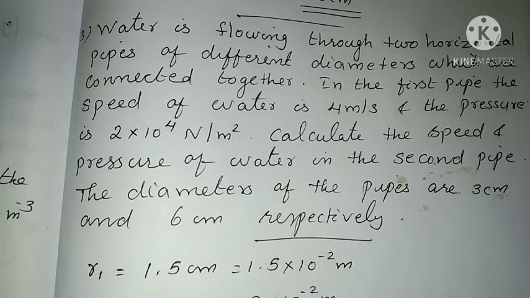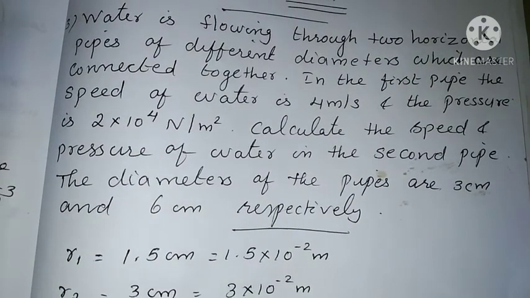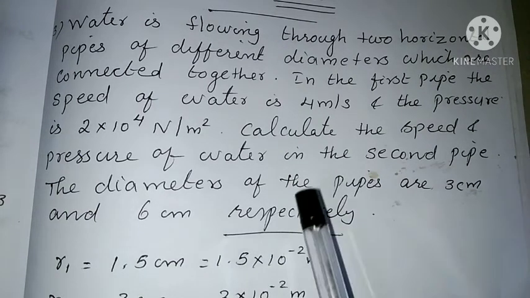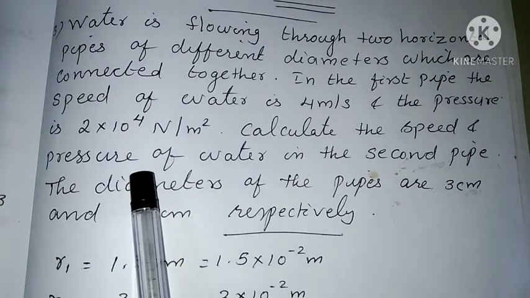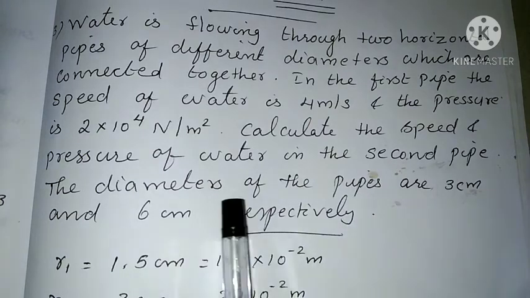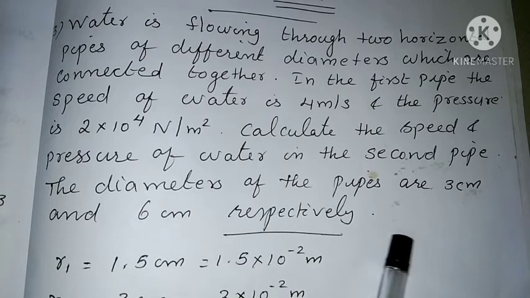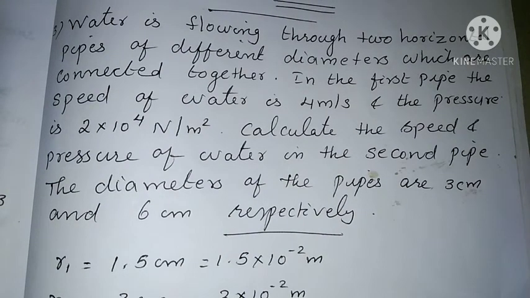Question number 3. Water is flowing through two horizontal pipes of different diameters which are connected together. In the first pipe, the speed of water is 4 meter per second and the pressure is 2 into 10 raised to 4 Newton per meter square. Calculate the speed and the pressure of water in the second pipe. The diameters of the pipes are 3 centimeter and 6 centimeter respectively.